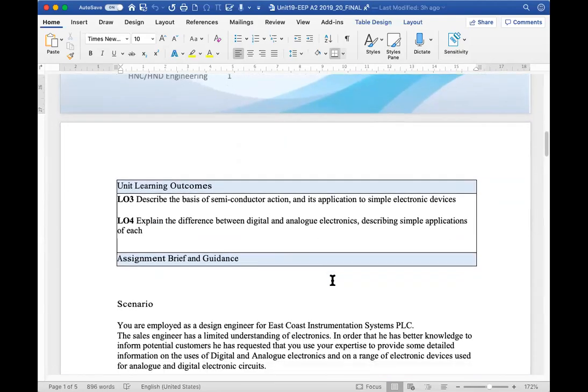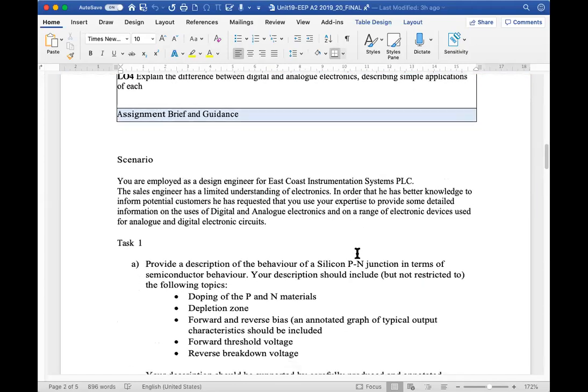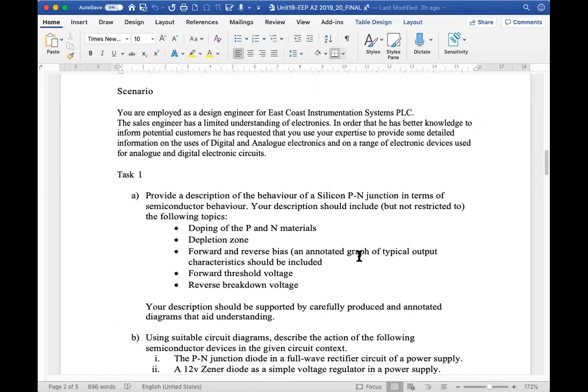So, looking at the tasks, you will learn and outcomes. Describe the basis of semiconductor action and its application to simple electronic devices. And learn an outcome 4, explain the difference between digital and analog electronics, describing simple applications of each. Okay, so task 1, part A, is pass. Yeah.